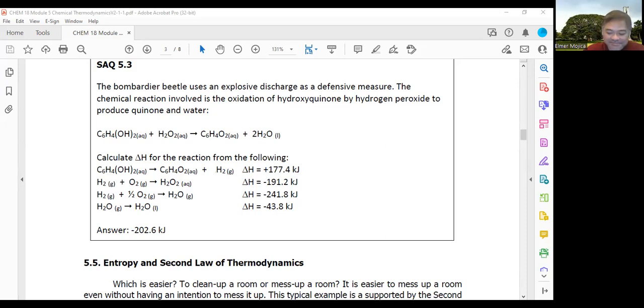What do we do? So if you look at here, the H2O2 is in the reactant and this is in the product. So that means we're going to reverse this. Right? So this will become positive. And what else do we see? There's two water here. So you only have one here. So that means I have to multiply this by two.